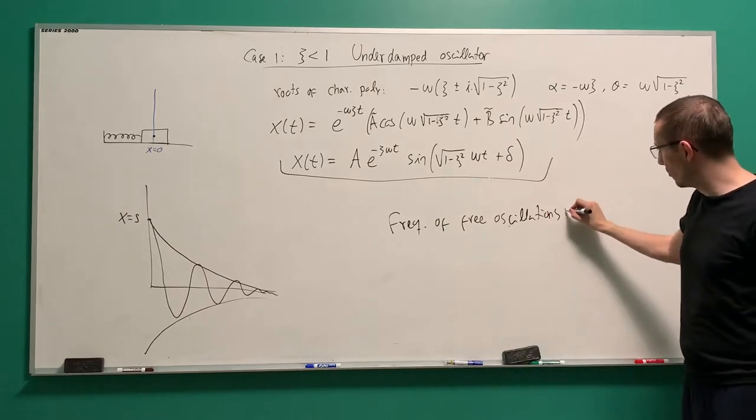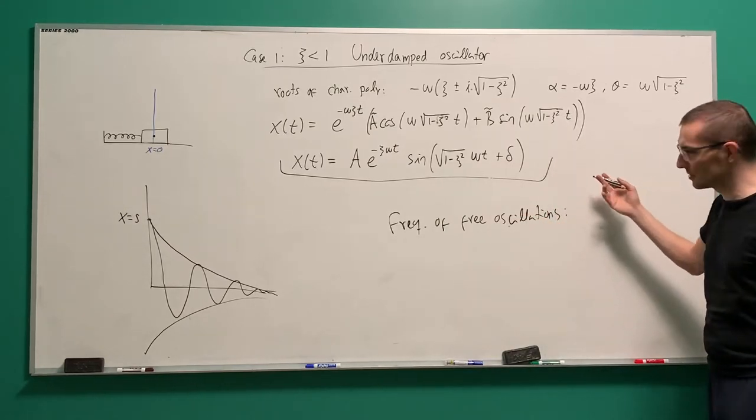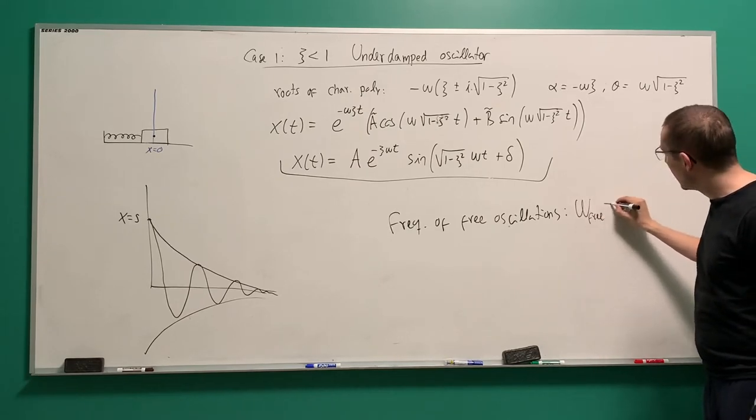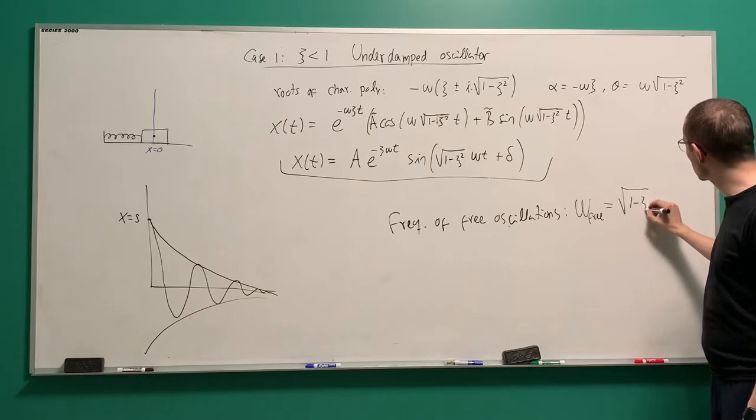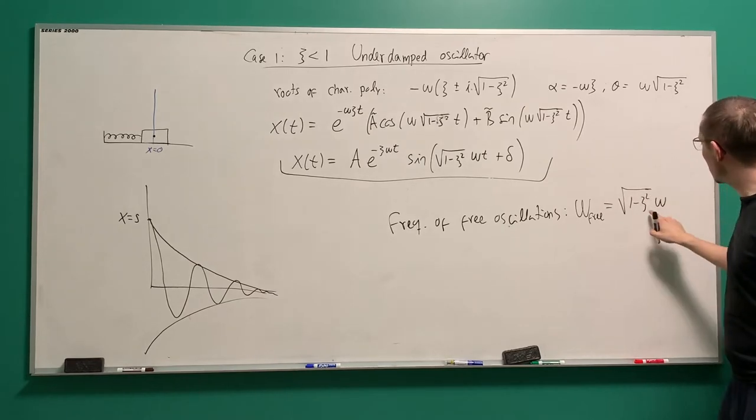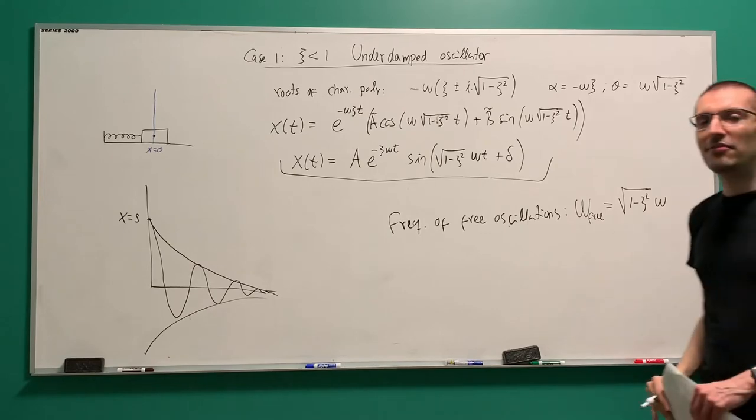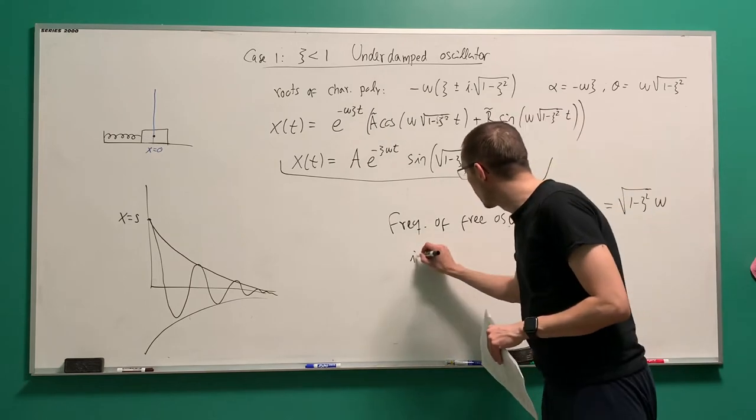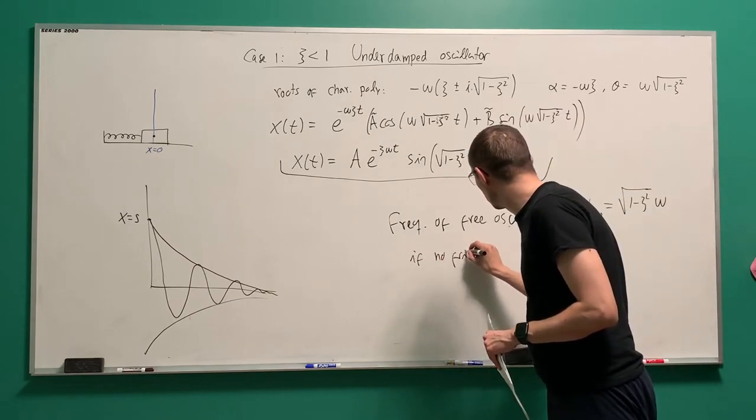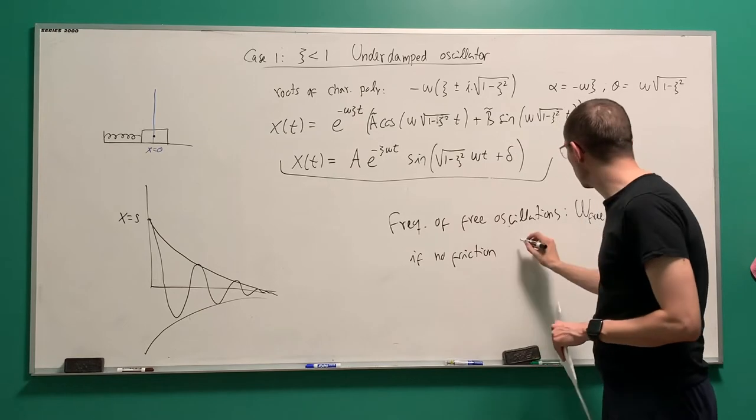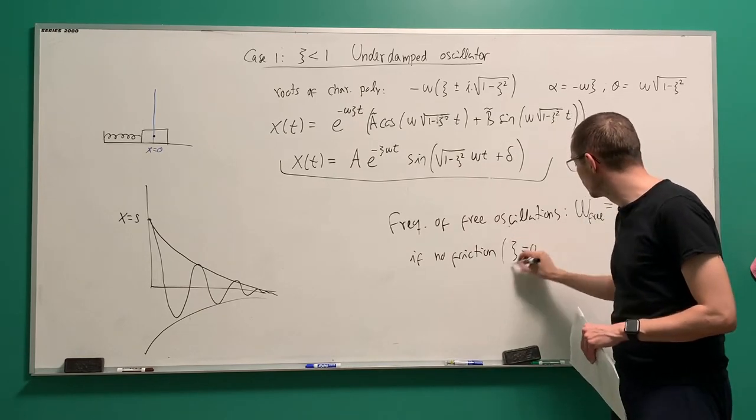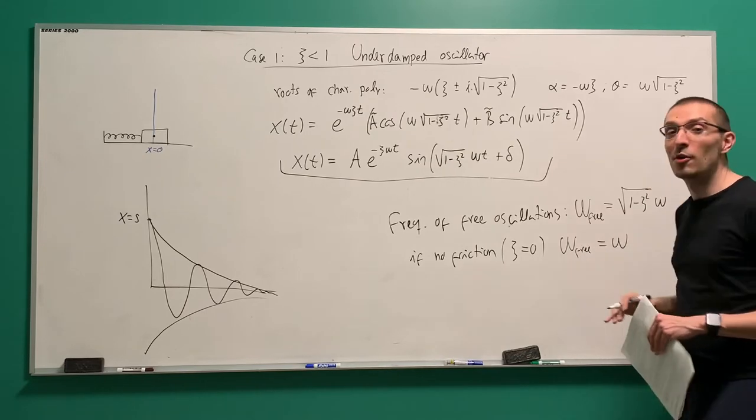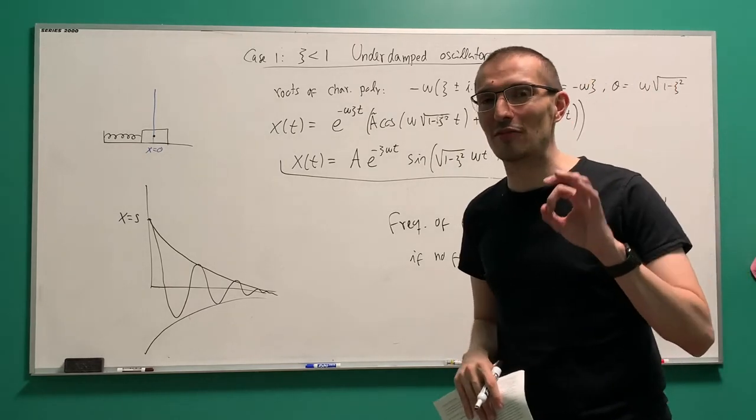The frequency of free oscillations, let's call it omega 3, is square root of 1 minus psi squared omega. That's the frequency of free oscillations. Now, if there were no friction whatsoever, which means psi equals zero, then the frequency of free oscillations is equal to omega, which is what we call the natural frequency of the oscillator.